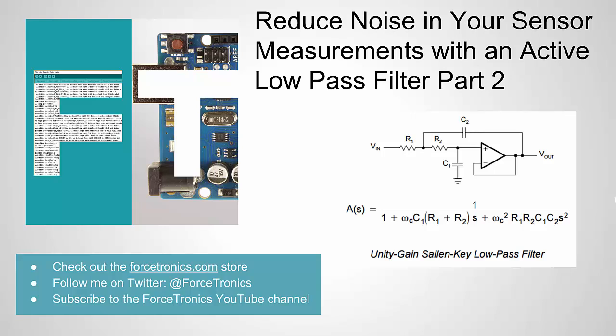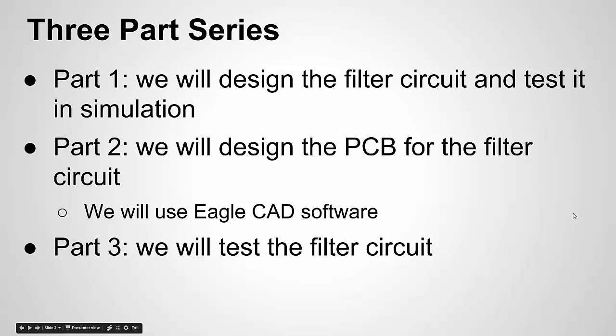All right, let's get started with part 2. Here's an overview of the different parts. We did part 1 already. In part 2, we'll be doing the PCB layout for our signal conditioning or filter circuit with amplifier.